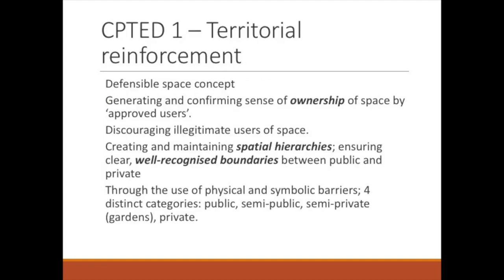Now, there's this concept of territorial reinforcement, and it's about generating and confirming a sense of ownership of space by so-called approved users. It's about discouraging illegitimate uses of space and creating and maintaining what we call spatial hierarchies, ensuring clear, well-recognized boundaries between public and private. Now, this can be achieved through the use of physical and symbolic barriers. And there are four distinct categories of public, semi-public, semi-private, and private space.